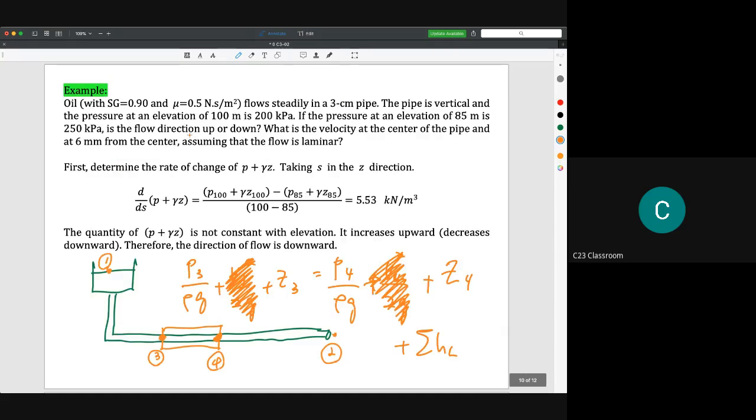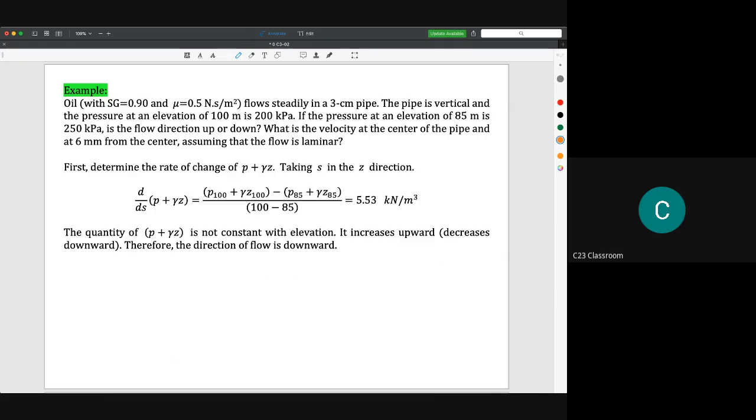Okay, so that is the similarity between the Bernoulli equation and the Navier-Stokes equation. However, in our syllabus, we try to focus on the solution from the Navier-Stokes equation. That means sometimes the tutorial here can be solved by using the common Bernoulli equation, but I hope you could start with the Navier-Stokes equation.